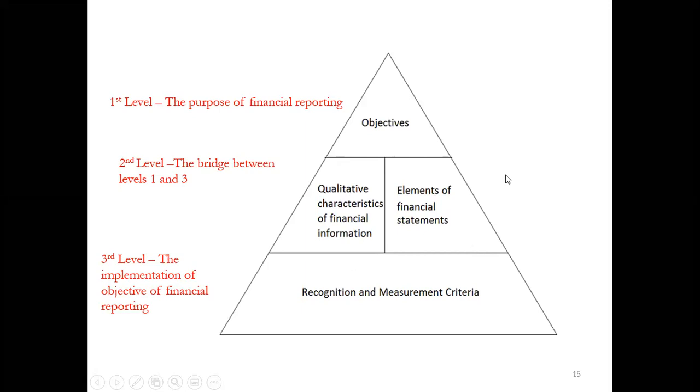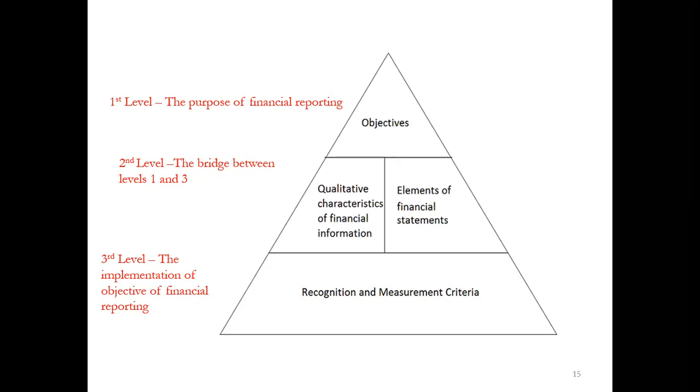So any conceptual framework, if you would take, it will definitely start with the objective, right? We do all the subsequent things to achieve this objective. So therefore, the objective is what provides the kind of guidance. So in fact, that is what we would expect to achieve at the end of the day. So therefore, the first level is about the purpose of financial reporting, or we call it the objectives of financial reporting.